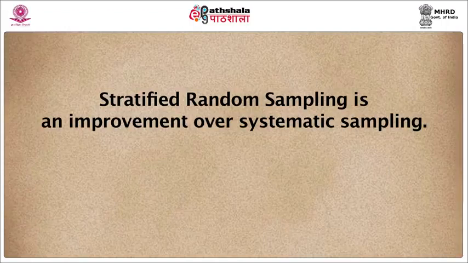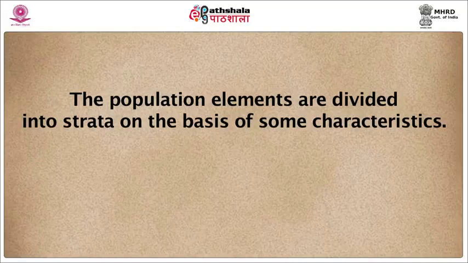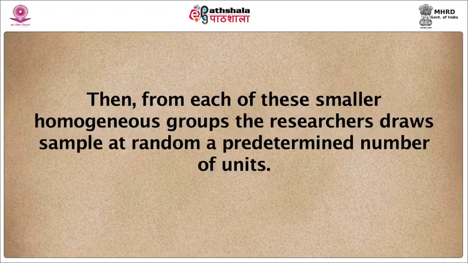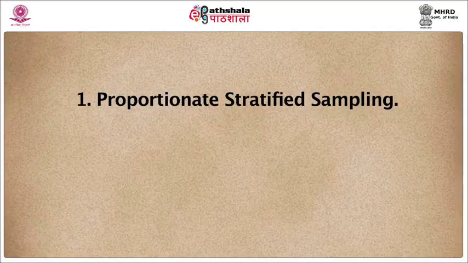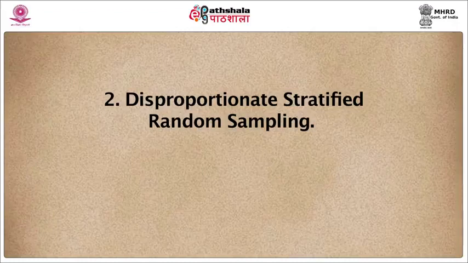Stratified sampling is an improvement over systematic sampling. In this method, the population elements are divided into strata on the basis of some characteristics. Then, from each of these smaller homogeneous groups, the researchers draw a sample at random, a predetermined number of units. Stratified random sampling can be of two types. 1. Proportionate stratified sampling, and 2. Disproportionate stratified random sampling.